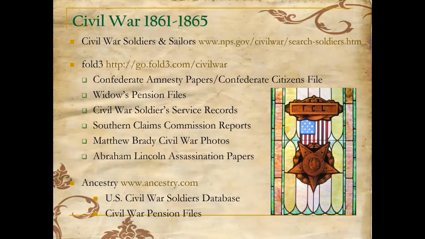So if you go to the National Park Service, that's nps.gov, the National Park Service has a phenomenal collection of soldiers and sailors service records. If you go to that link, and it's in your handout, you're going to be able to search by soldier's name, search by unit, search by state, and you're going to be able to get an idea right away whether or not you have an ancestor who had served.